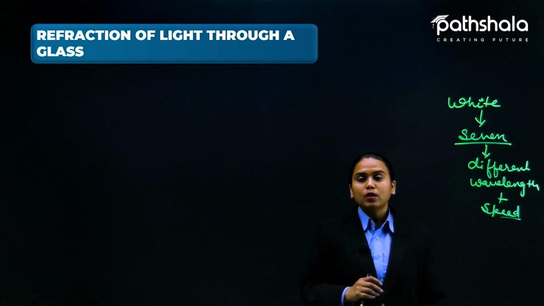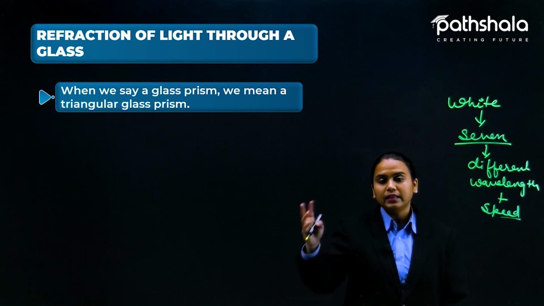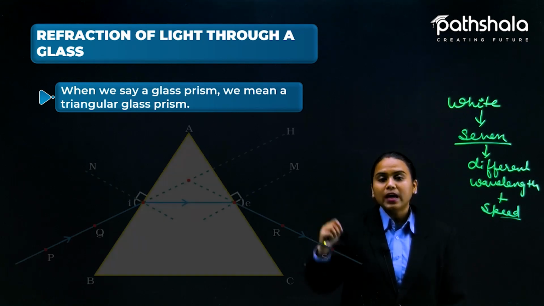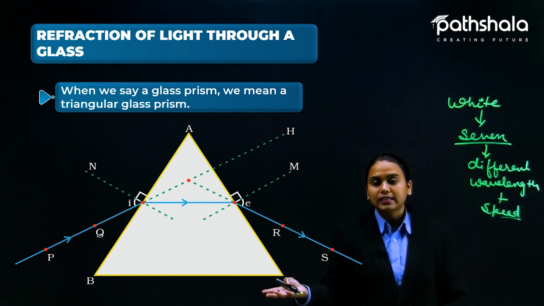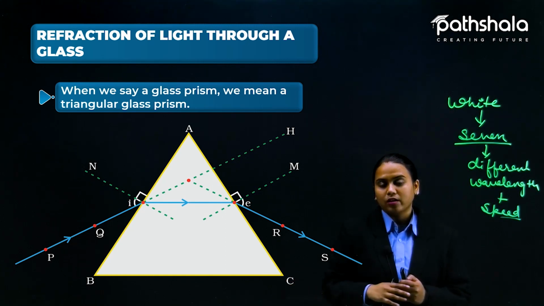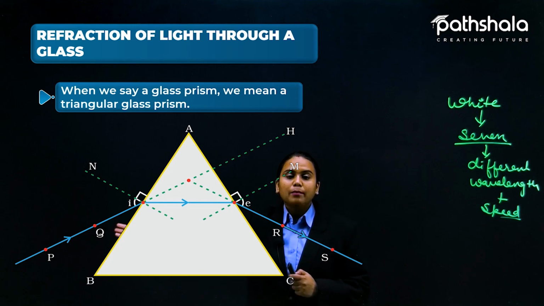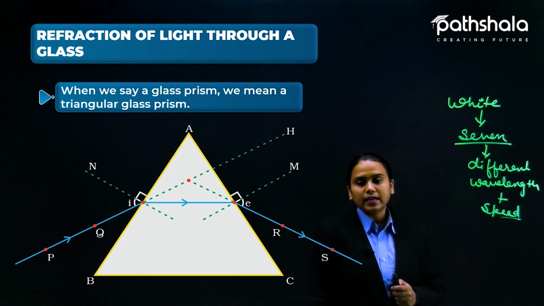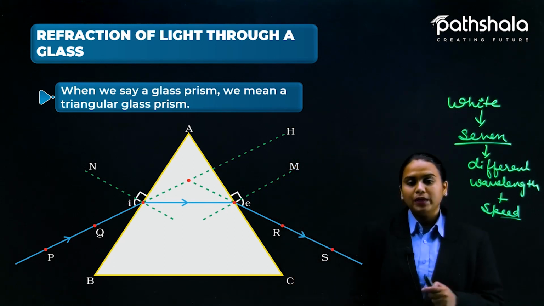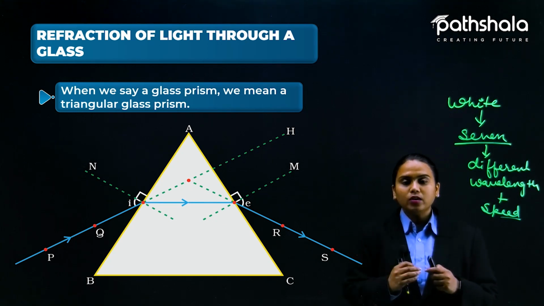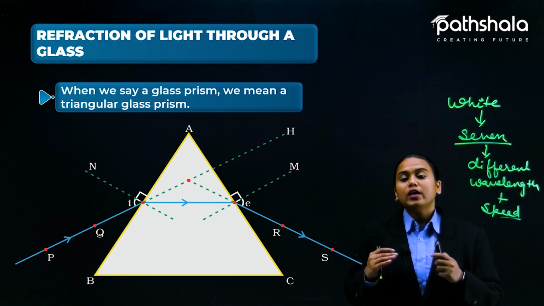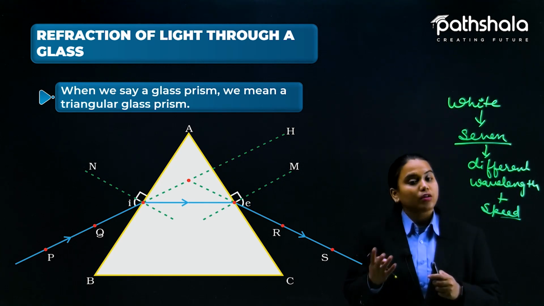So let us see what is happening. When we say glass prism, we actually mean a triangular glass prism, which has a side wall made up of a triangle. When the light comes from here, let's suppose this is the incident light PQ, while it is entering into the prism, it gets bent because of refraction.